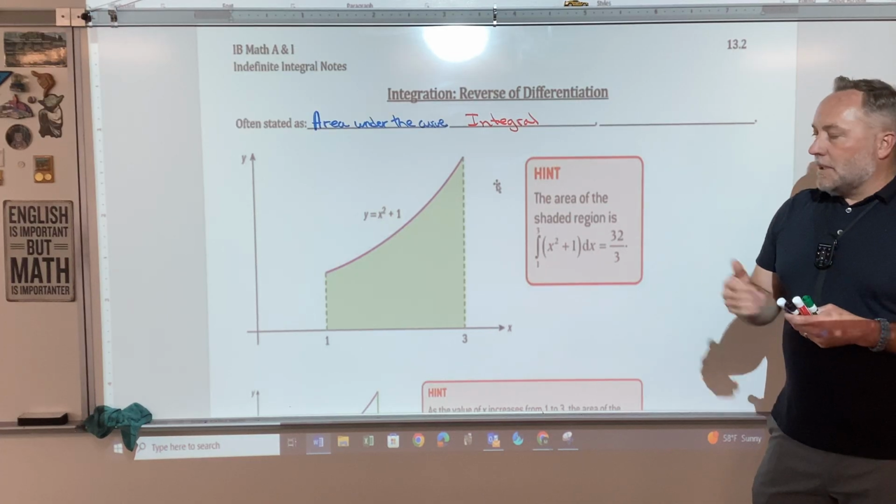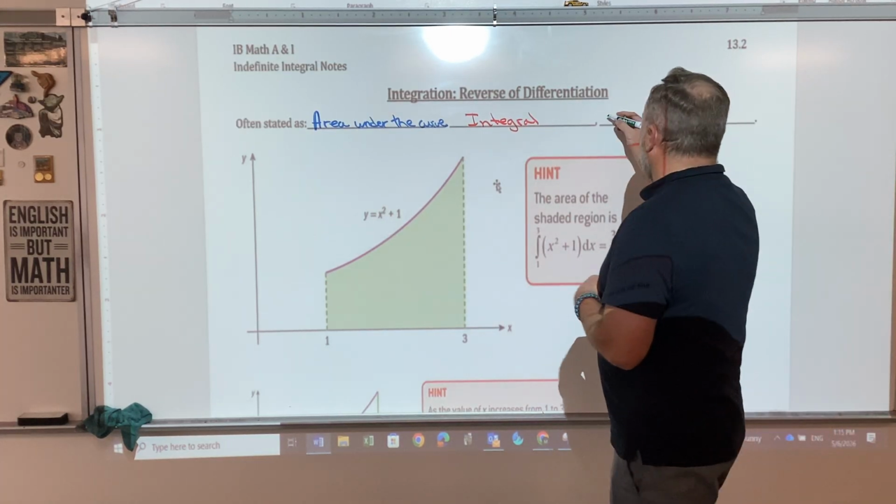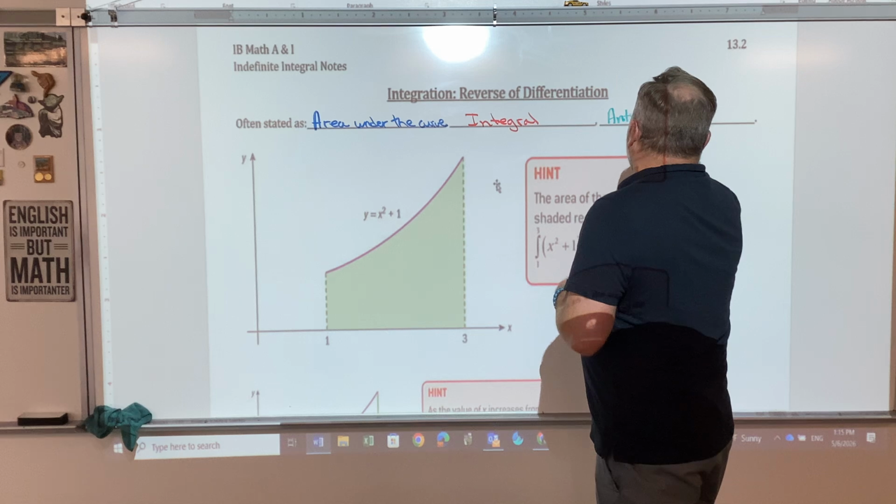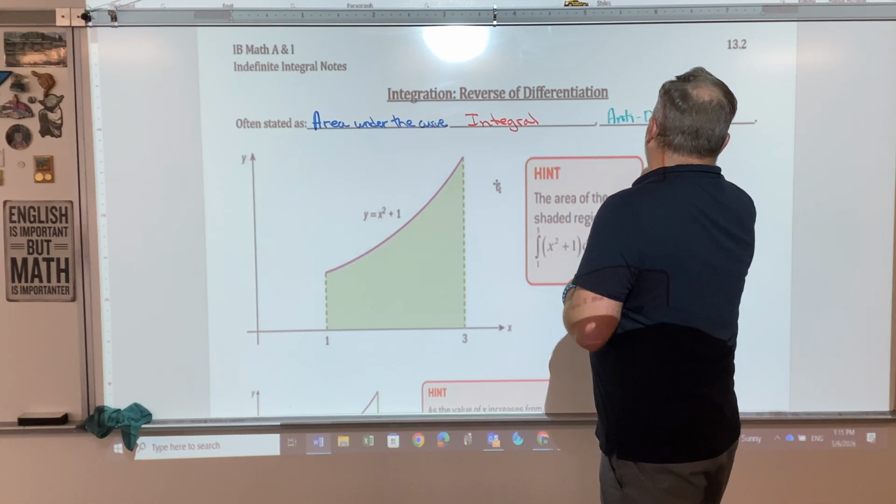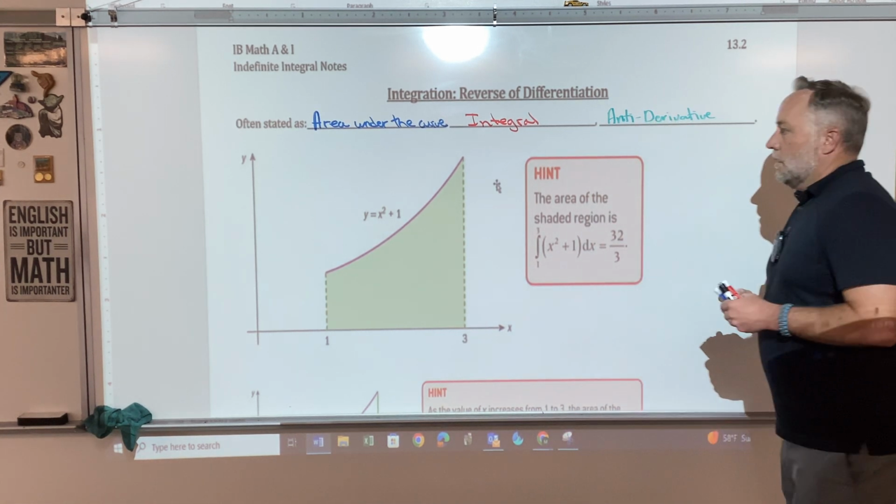That's often called the antiderivative or antidifferentiation. So antiderivative is the process of integration.